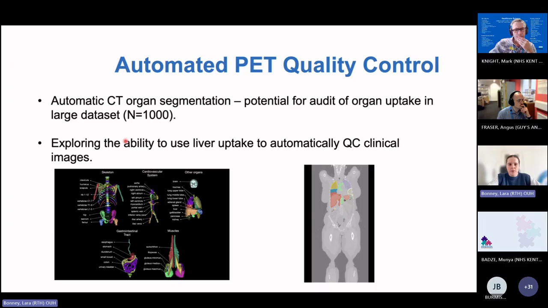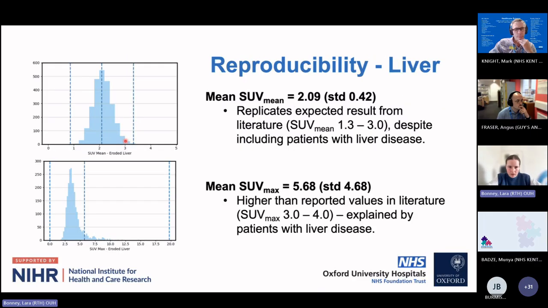And so we wanted to look at the ability to use liver uptake automatically to quality control clinical images. This was in the retrospective context at the moment, but we are maybe looking at moving it more towards automatically doing this in real time in the future. And actually we've had quite a high degree of success with this.